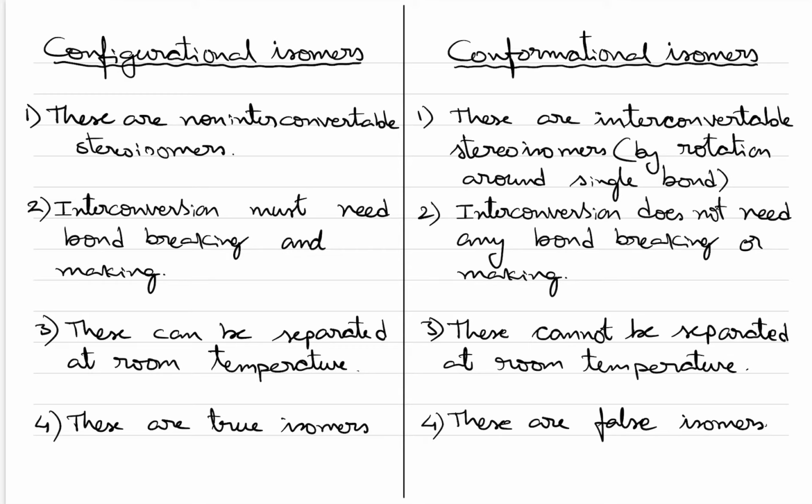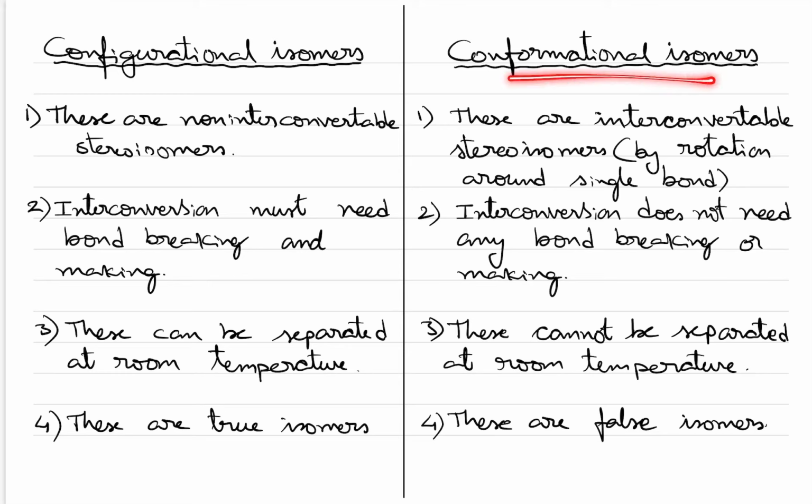And the third difference is that configurational isomers can be separated at room temperature. That means, yes, at room temperature, the two can be separated. This is a cis isomer, this is a trans isomer. Why? Because they have a difference in physical properties. They have different boiling points, different melting points, different solubilities. All the physical properties are different.